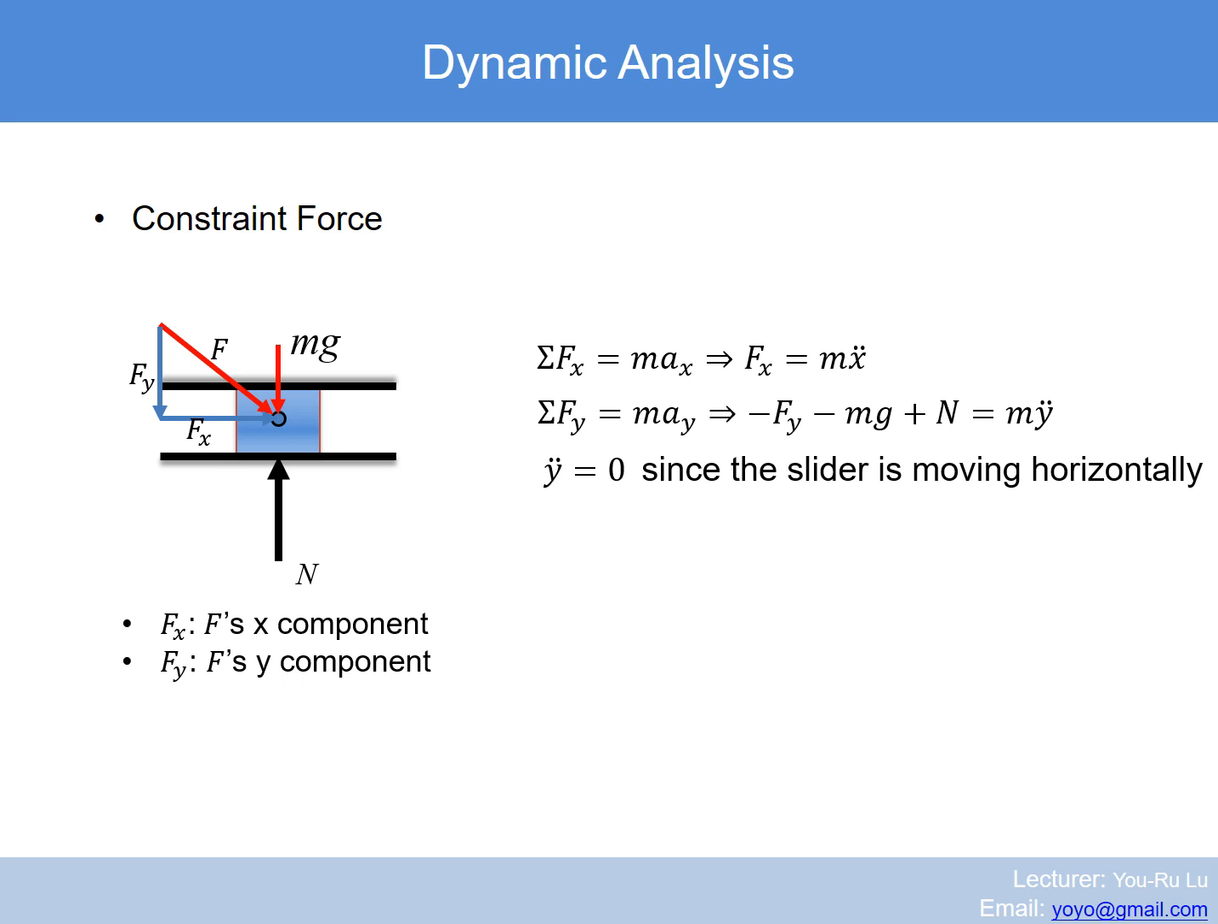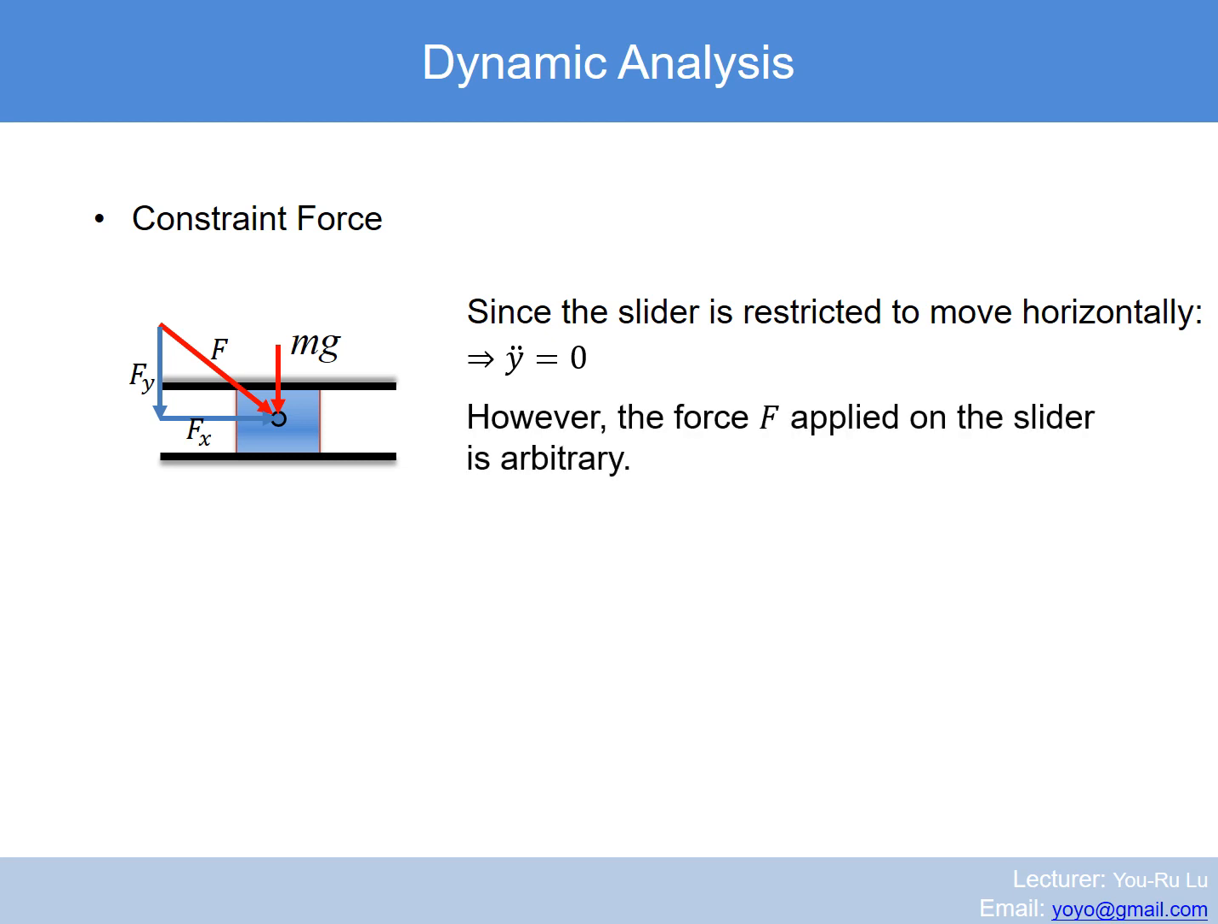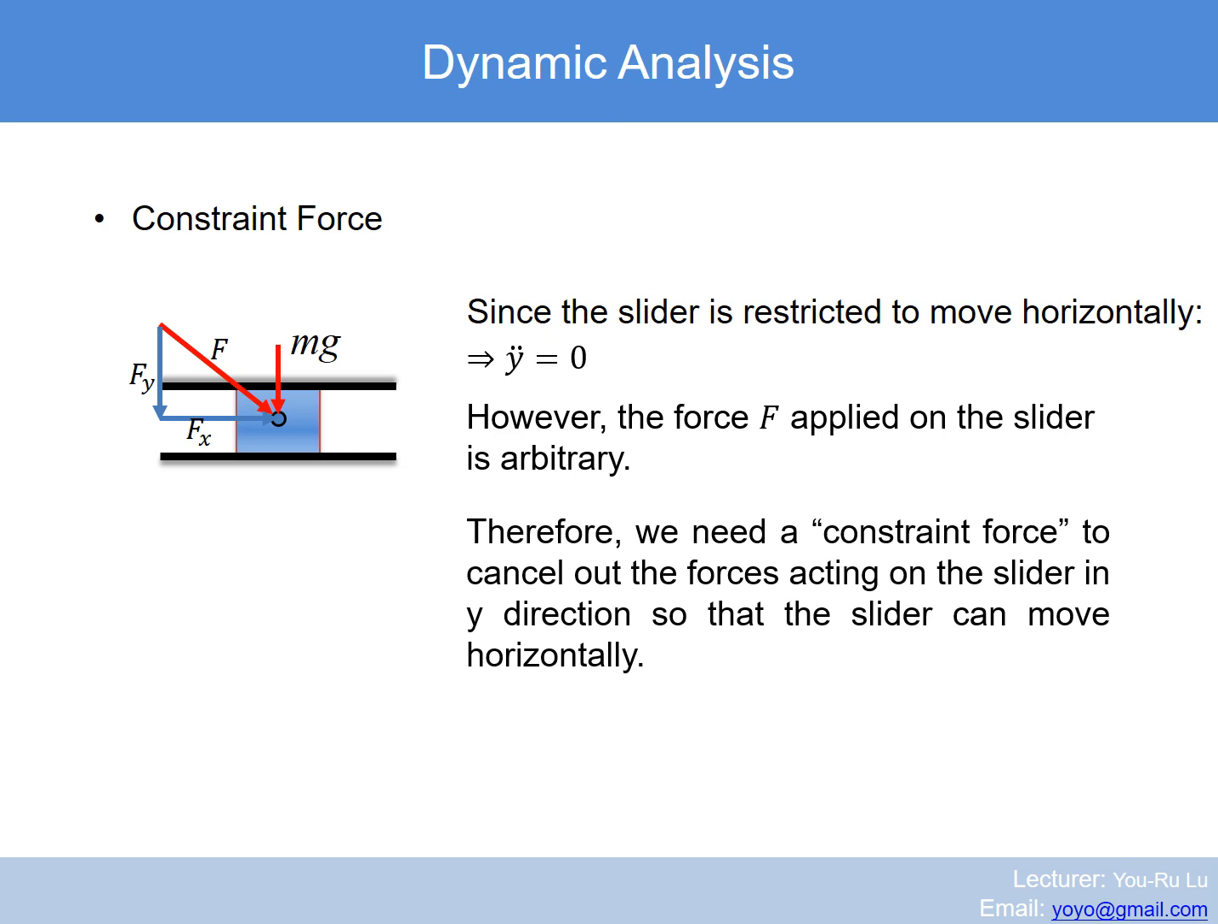Actually, for this example, we can think in another way. Since the slider can only move horizontally, we know that y double dot equals 0. However, the force F applied on the slider is arbitrary, so the resultant force in y direction might not be 0. Therefore, we need a constraint force to cancel all the forces acting on the slider in y direction so that the slider can move horizontally. In fact, the constraint force here is the normal force N.